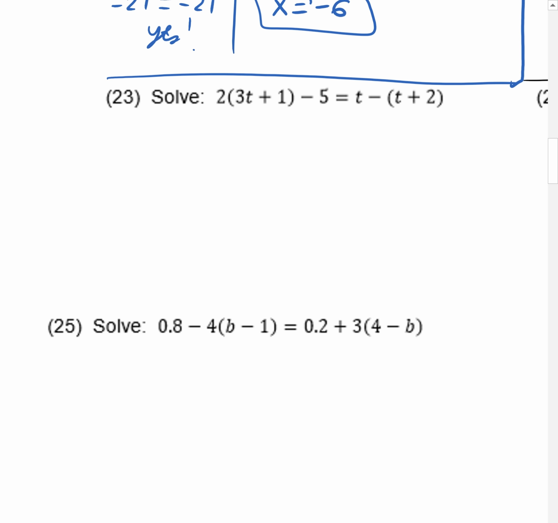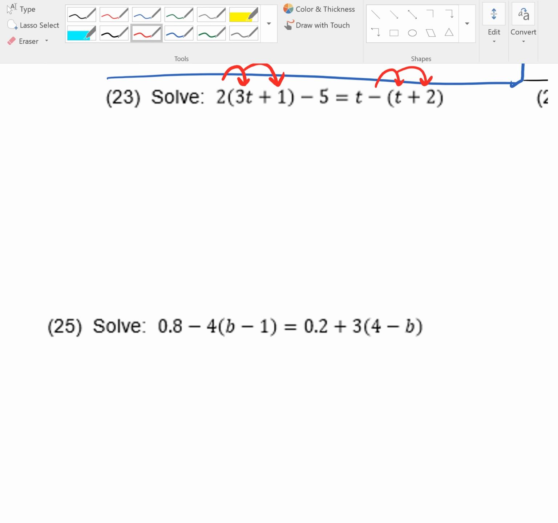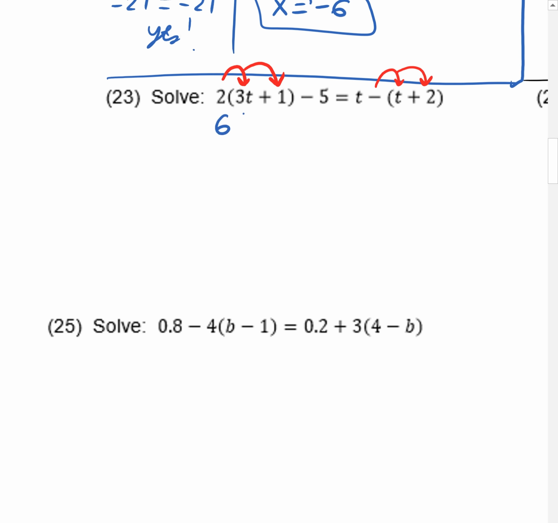Okay, now number 23 we have, it's even more complicated. There's a few things to distribute. I'm first going to distribute this 2 into these parentheses, and then I'll distribute this negative into these parentheses. What'll that change it to? It'll become 6t plus 2 minus 5 equals t, and then if I give the negative to the t inside, it'll become negative t or minus t, and the negative on the positive 2 will make it a negative 2 or a minus 2.